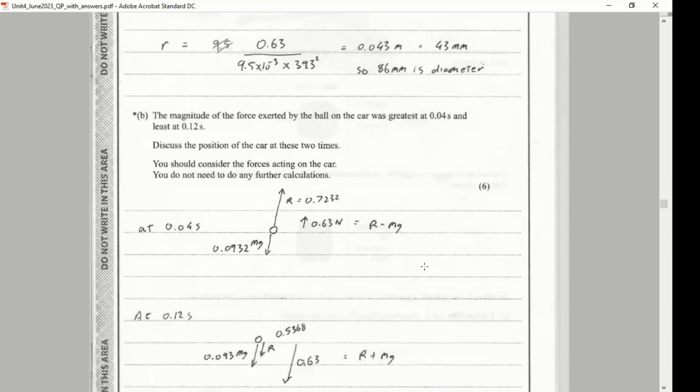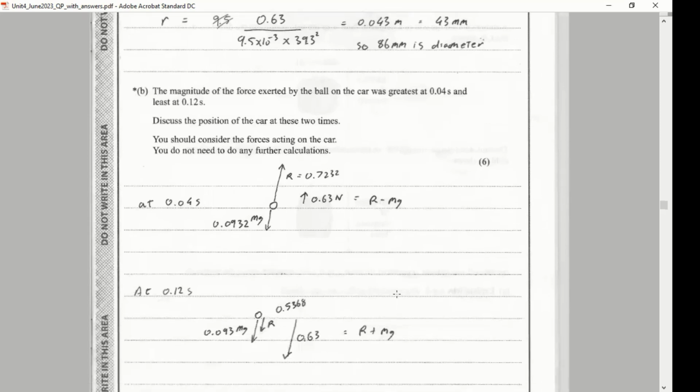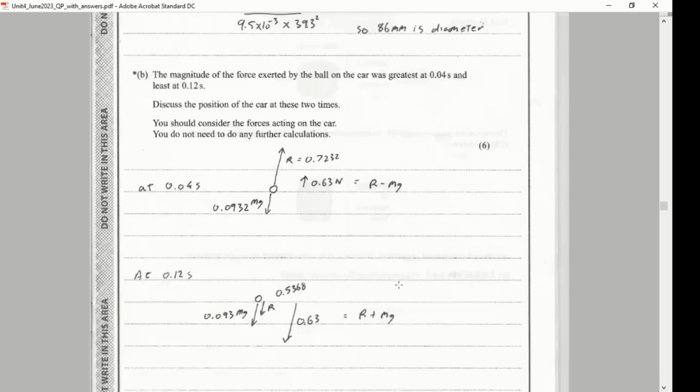And at 0.12 seconds, you are right at the top of the loop. There are two forces acting on the car at that point. There is the weight of the car and there is reaction force. And the two together are producing the net force to make you go in a circle. Again, if you do the maths, you end up with the reaction force being 0.5368 newtons. And you can then say that the net force acting is the reaction force plus weight at the top.